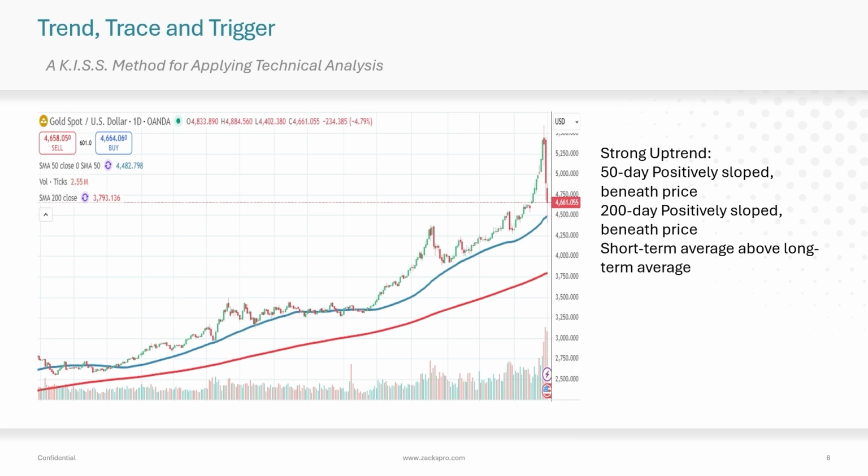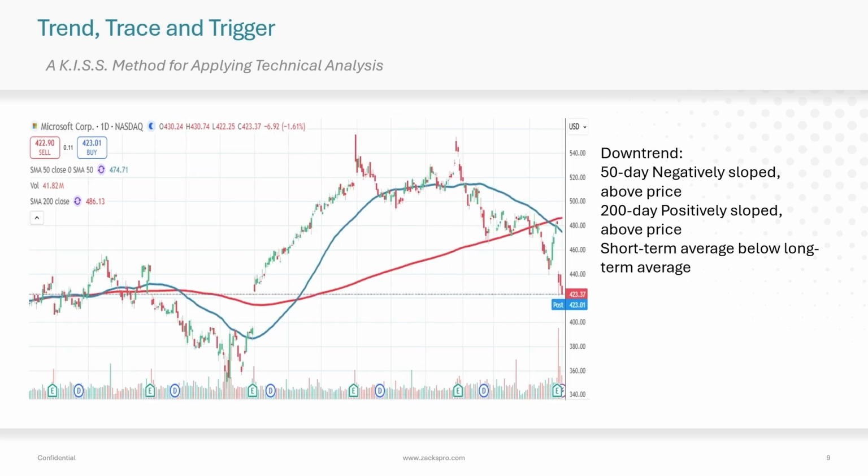So here I wanted to point out something that's been in the news a lot, which is gold. So here's the spot market on gold after its big spike into last week. I'm here in the beginning of February, and you see the rollover, pretty nasty. So there's still a strong uptrend in gold in that it's above the 50 and 200-day moving average. The 50-day moving average is positively sloped and it's beneath the price. The 200-day is also positively sloped and beneath the price. And the short term is above that long-term average. So this is about as strong of a trend as you can get. Now we're going to do something that's a little bit more of a downtrend.